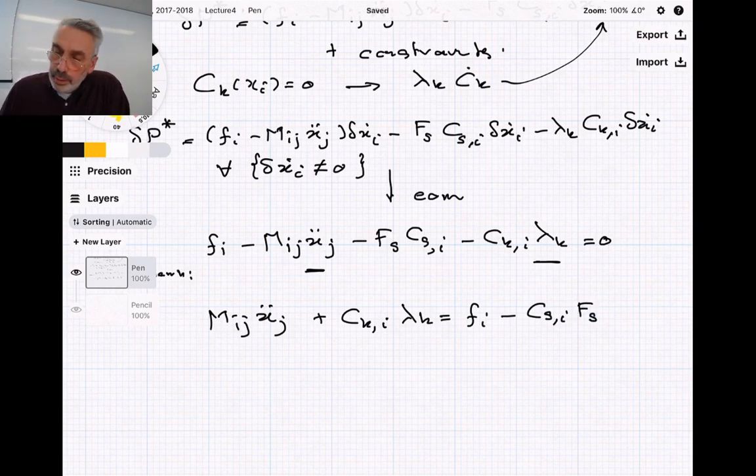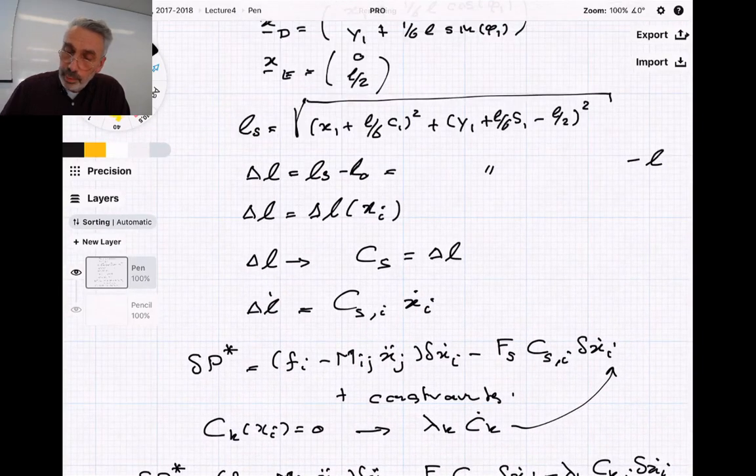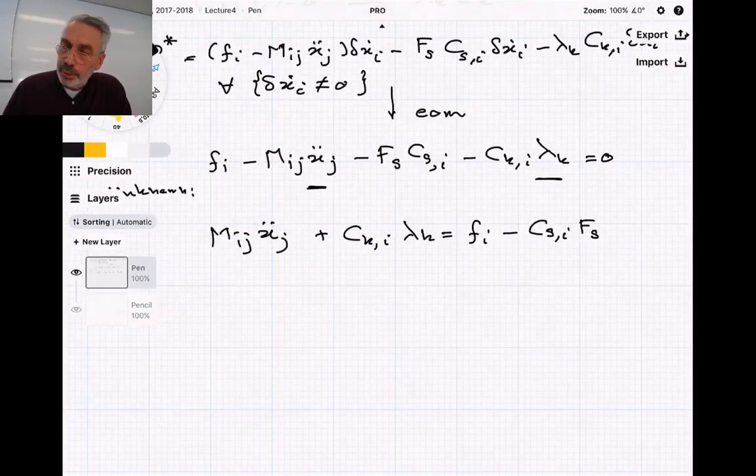But Cs,i is not a known. If you don't know phi, Cs,i is not defined in terms of the coordinates of the center of mass. Absolutely it is. Let's go back. Cs,i is the elongation of the spring. The elongation of the spring I can always express in terms of center of mass coordinates. Think in a physical way: where the bodies are, I can always calculate.